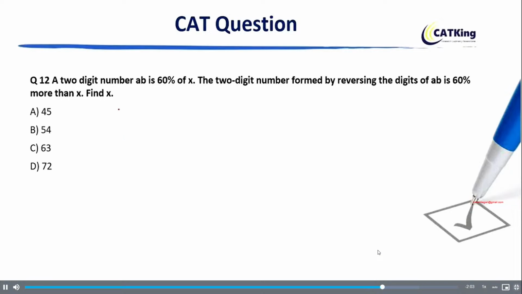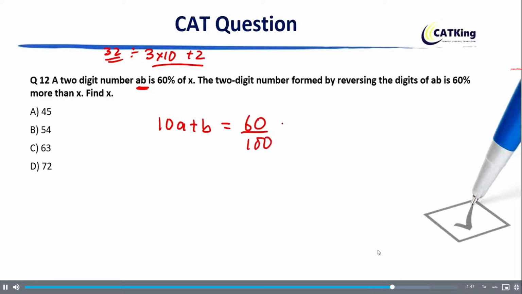Just have a look. A two-digit number AB. I hope you guys know that if it is written 32, I will write this as 3 into 10 plus 2, right? 32. I can write it as this. So AB will be written as 10A plus B. So a two-digit number AB is 60% of x. So this is equal to 60% of x, correct?